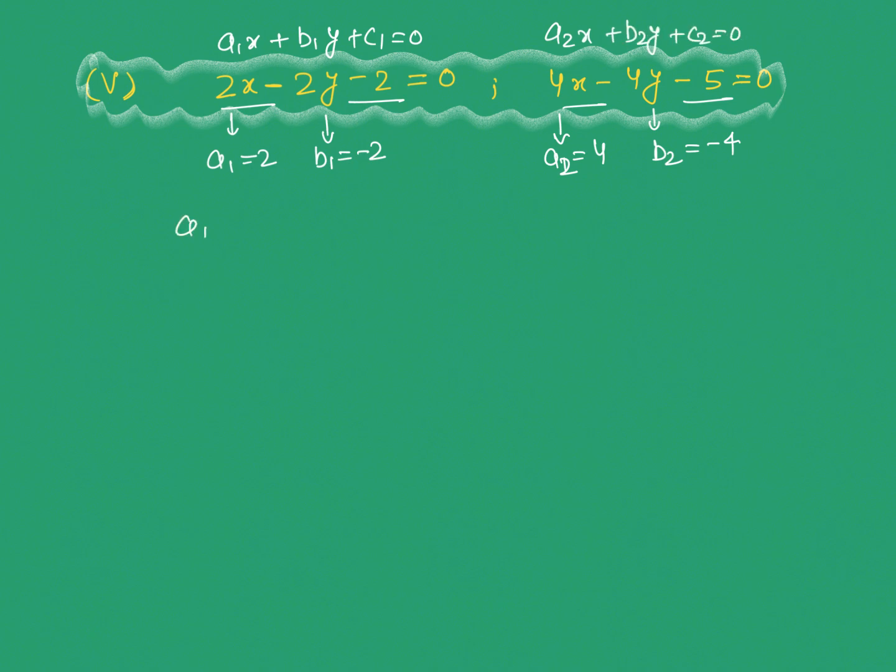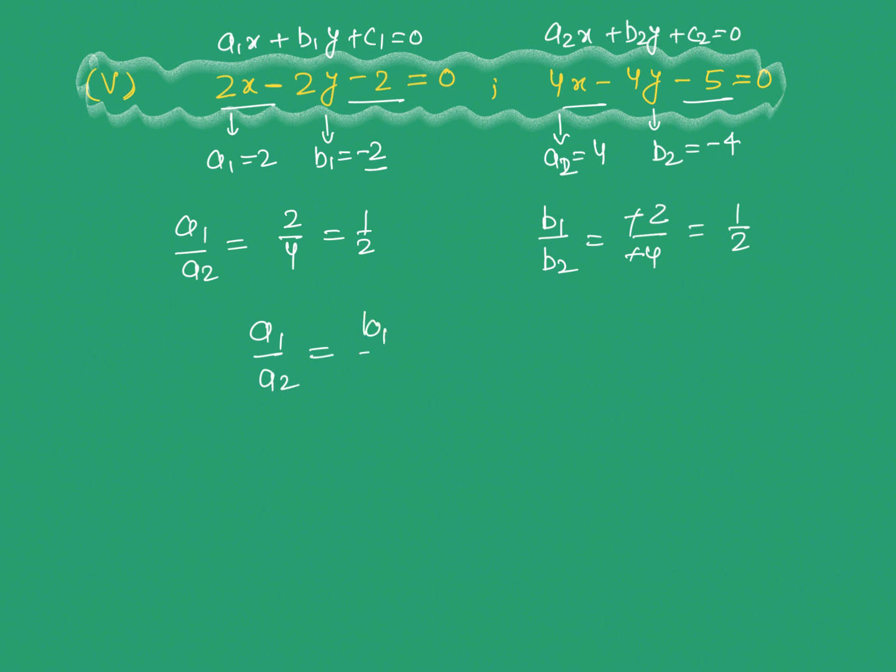So if we say a1 upon a2, that will come 2 upon 4, which is 1 upon 2. And if we say b1 upon b2, that will be -2 upon -4, minus cancels, this will be 1 upon 2. And now because a1 upon a2 equals b1 upon b2, so these two pair of linear equations are not consistent. So if these are not consistent, we are not going to draw them graphically, right?